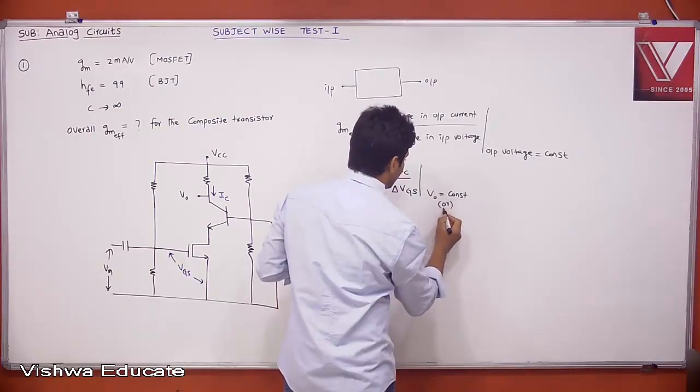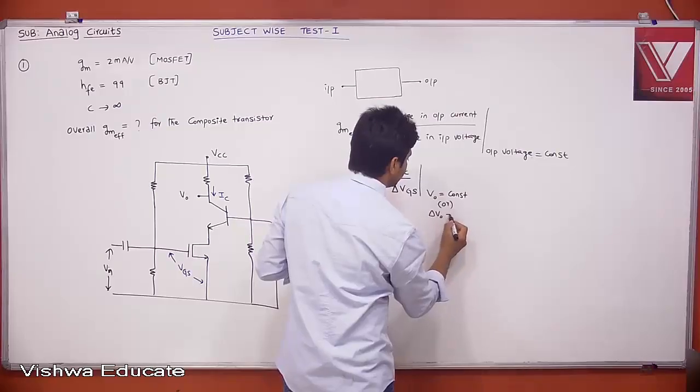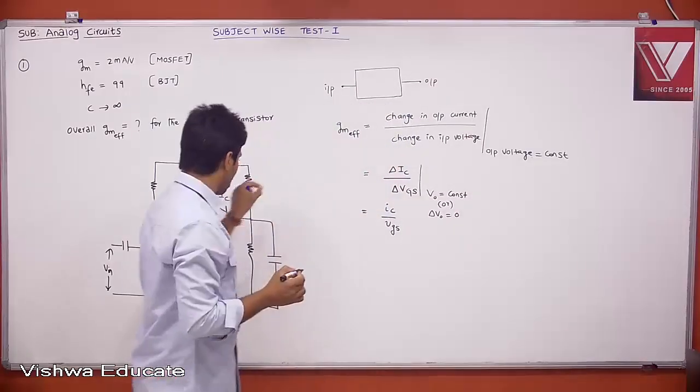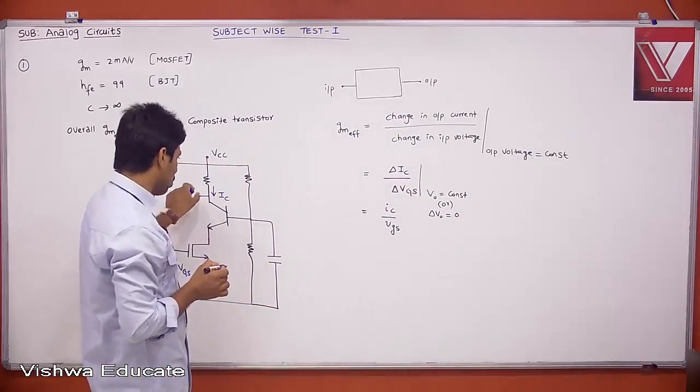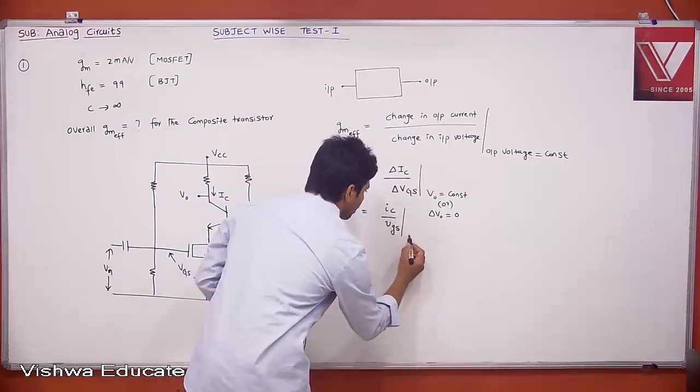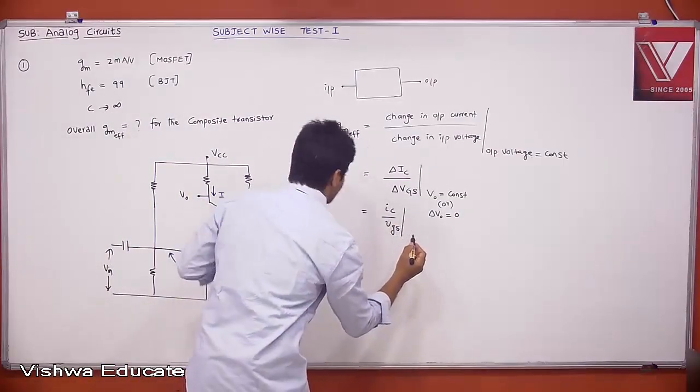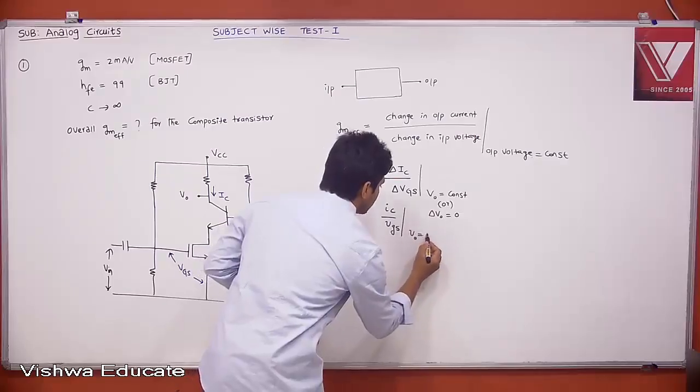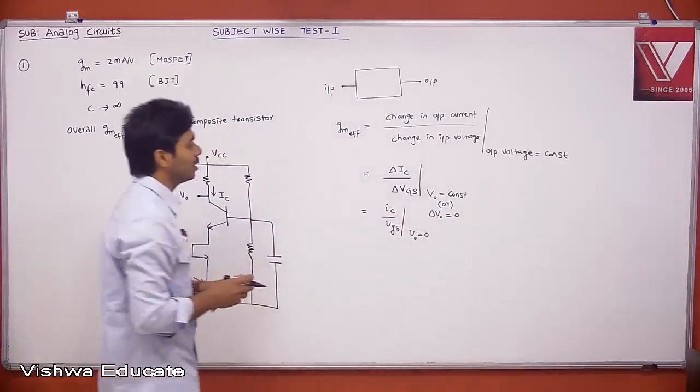Or your delta V0 is 0. When you say output voltage is constant, that is a constant value, then what is the change in value? Change in value is 0. That's what people say, IC by VGS when your small v0 is equal to 0. Change in V0 is represented with small v0.